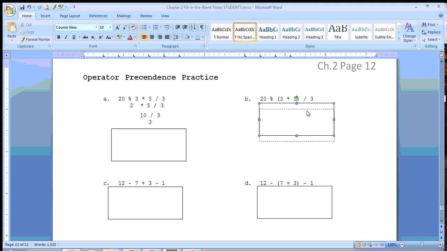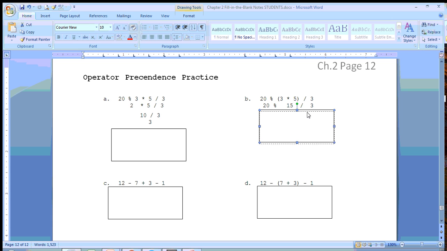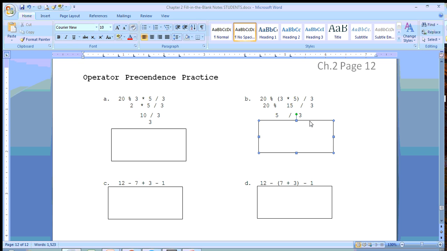Okay, number B. All right, so the first thing here, you do the parentheses first. And we just keep everything else the same. 3 times 5 is 15. The next thing is we have to do the modulus next because modulus and division are on the same precedence, so you go from left to right. 20 divided by 15 is 1, remainder 5. So we were looking for a remainder, so it's 5, now divided by 3. And 5 divided by 3 is 1, remainder 2, and we chop off the decimal, and so it's just 1.